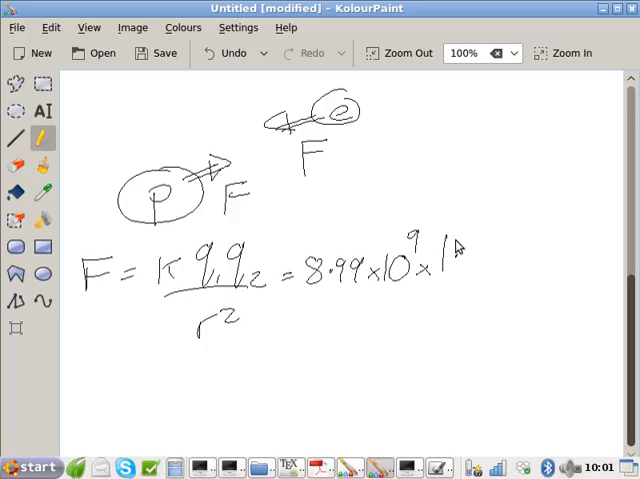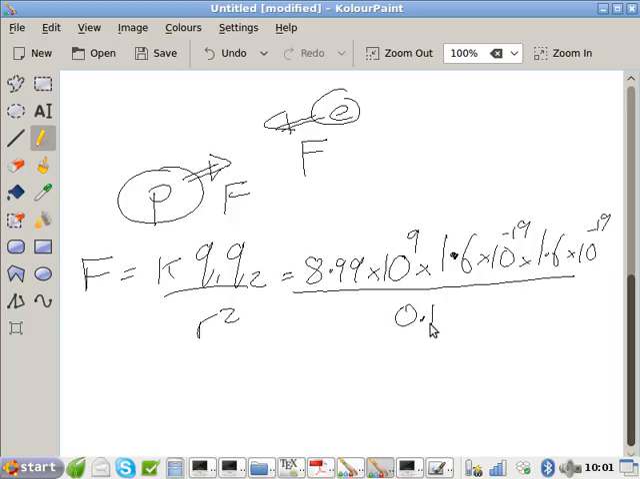Is it 1.6 times 10 to the power of negative 19? Yes. So 1.6 times 10 to the minus 19 times 1.6 times 10 to the minus 19. And what's the distance? 0.1 nanometer squared. Okay, can you calculate that?